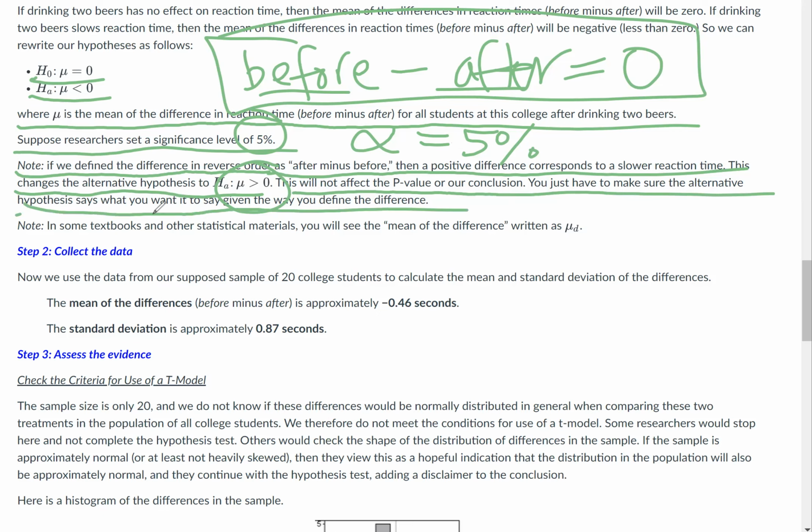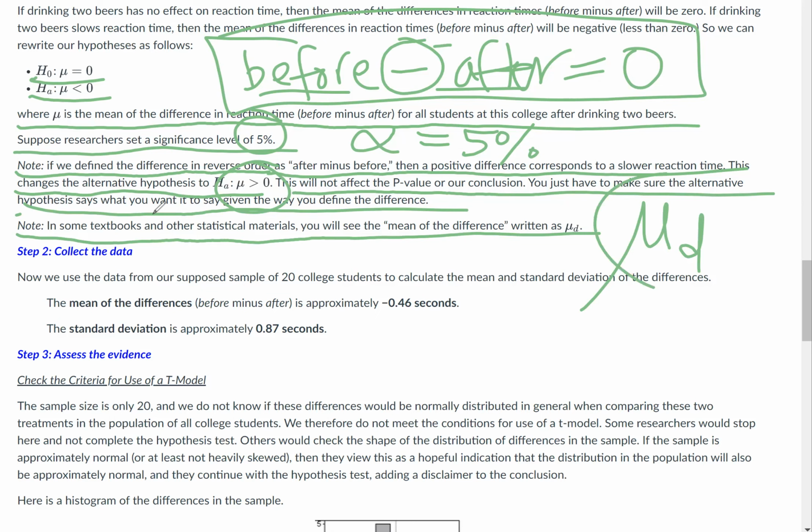define the difference. Note, in some textbooks and other statistical materials, you will see the mean difference written as mu sub d. The mean difference. The definition of difference in math is subtraction. So if you're subtracting 2 things and you want to find the mean or the average of all those things you're subtracting, you call it mu sub d, or the mean of the difference. Just in case you ever see that, now you know what it means.